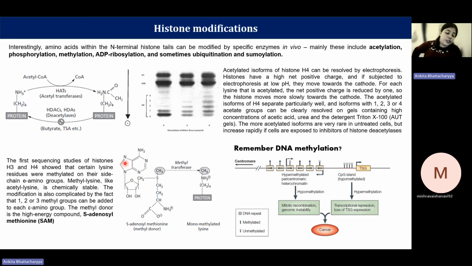The high energy compound S-adenosyl methionine, or SAM, acts as the methyl donor in this process for the methylation mark to be added onto histones. This is monomethylated lysine. This is S-adenosyl methionine, from which the CH3 group is getting transferred by the methyltransferase.